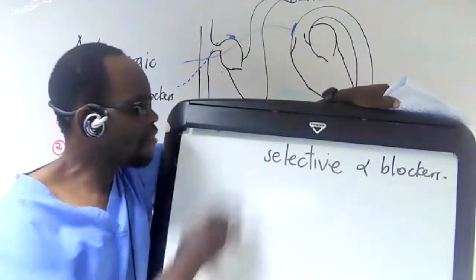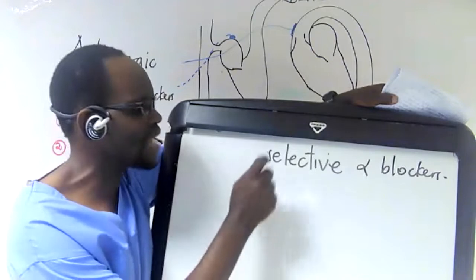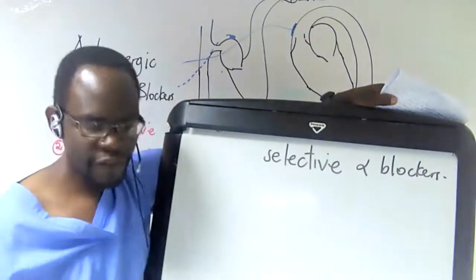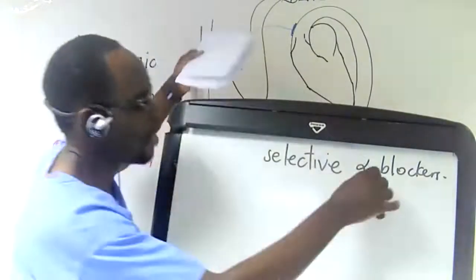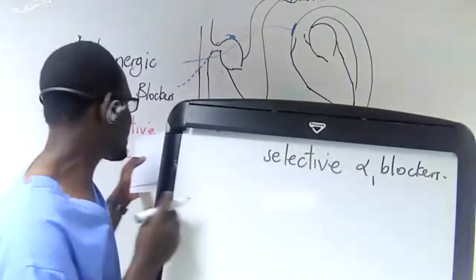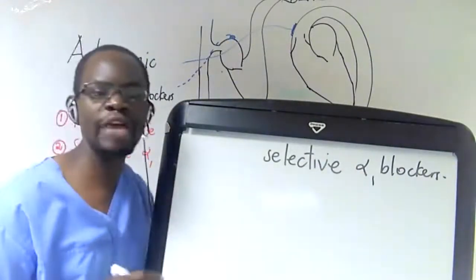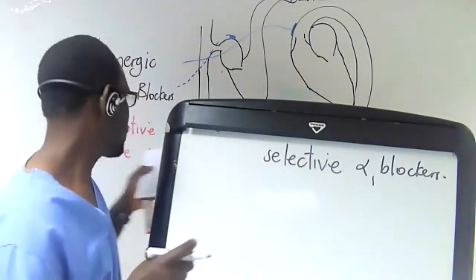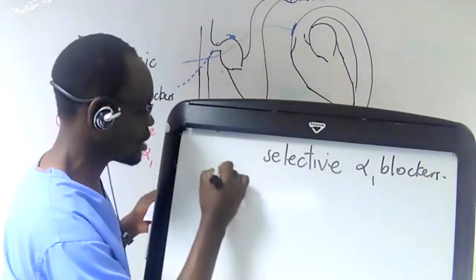Now, the other drugs that we want to look at are what we call the selective alpha 1 blockers. For them, they are selective. In other words, they only block alpha 1. And the examples here are the zosins. I don't know whether you've heard about the zosins. Prazosin, terazosin, doxazosin. So the zosins.